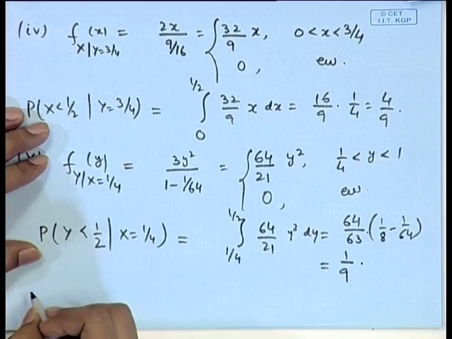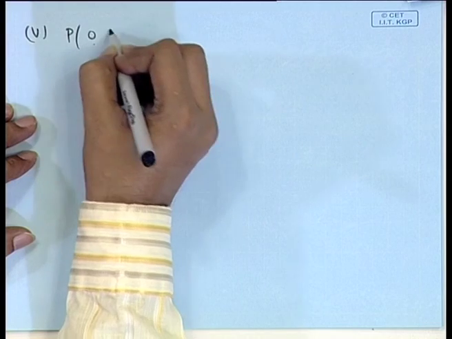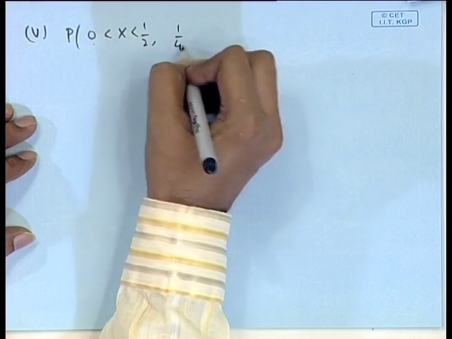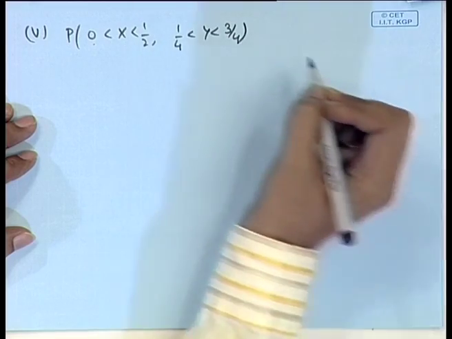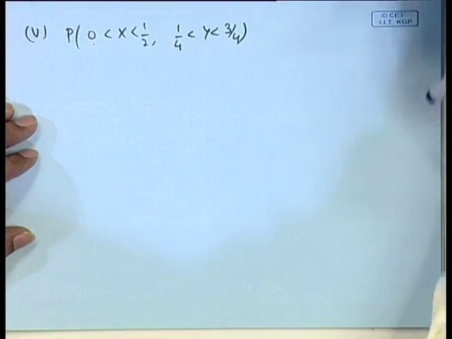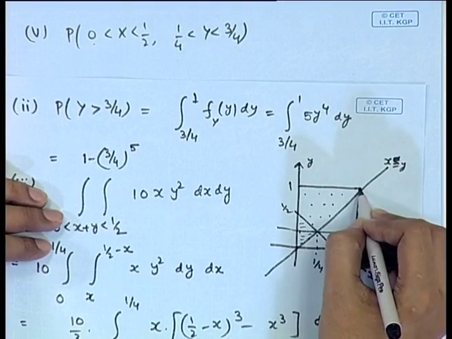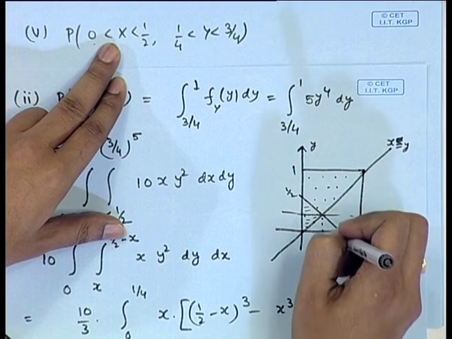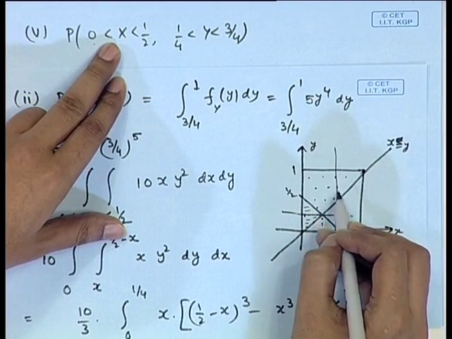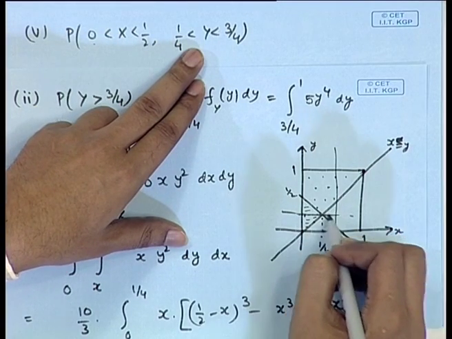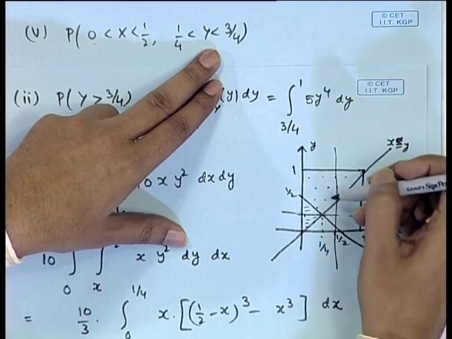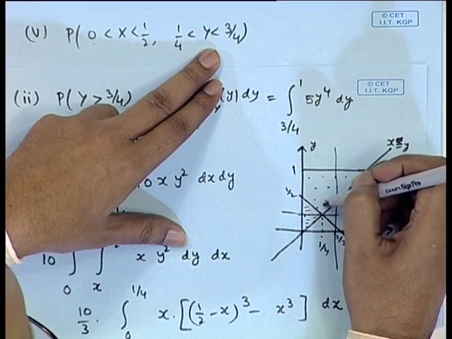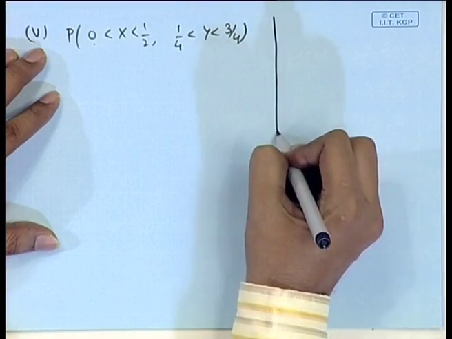Lastly, probability of 0 less than x less than half, 1 by 4 less than y less than 3 by 4. So, once again we look at the region here. This is the region of the density. So, if we say x is between 0 to half, we consider this line, and here y is from 1 by 4 to 3 by 4. So, basically we have this particular region. Let us determine it separately, because this will confuse the region with the earlier one.